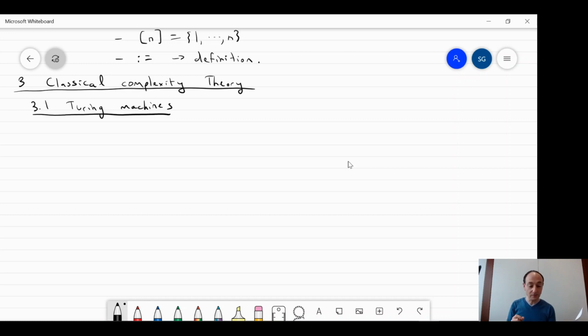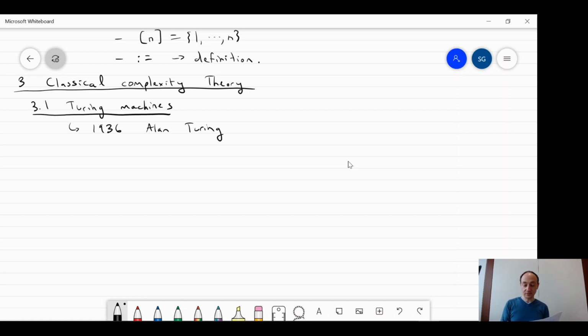It's a theoretical model. Remember, you could never actually build a real Turing machine because it has an infinitely long tape, but it's a theoretical model and it has played a very important role. It was first proposed in 1936 by Alan Turing.